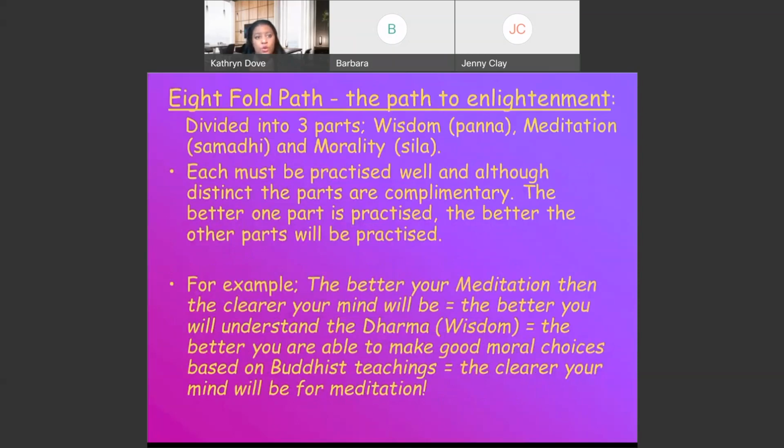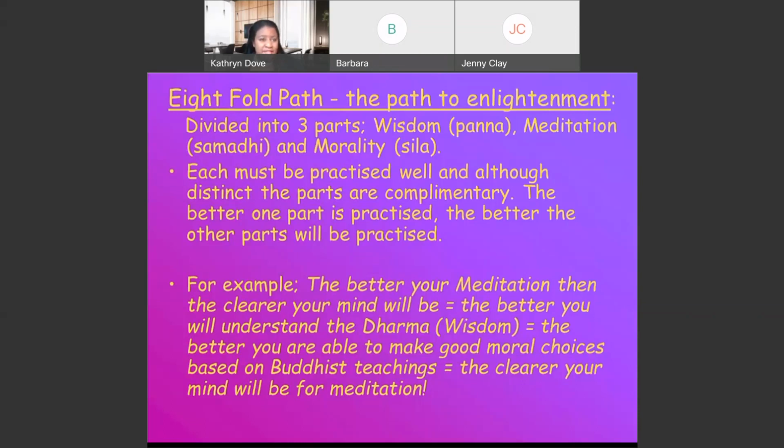Let's talk about the core of Buddhism, which is to be on the path to enlightenment, similar to Aristotle's notion of achieving eudaimonia and human beings being teleological. For the Buddhists, it's to be on the path to enlightenment. And that has three parts. One is wisdom, and then meditation and morality. Each must be practiced well, and although they're distinct parts, they're complementary.